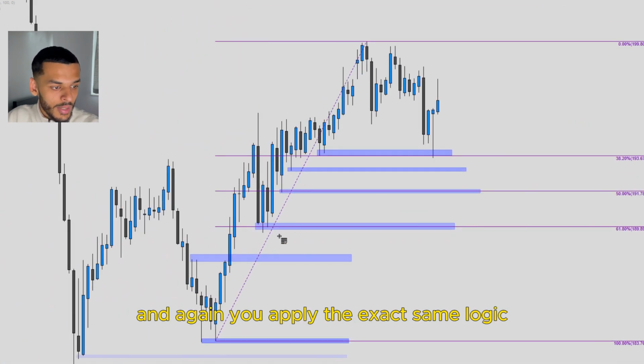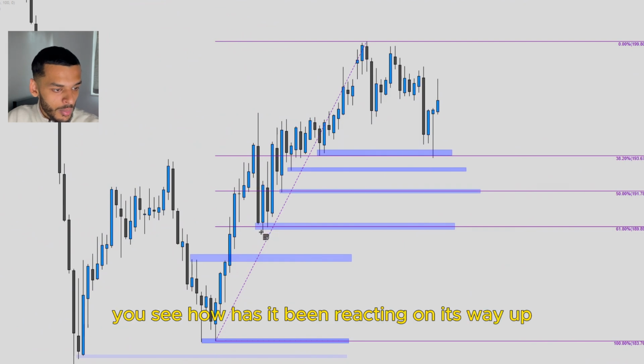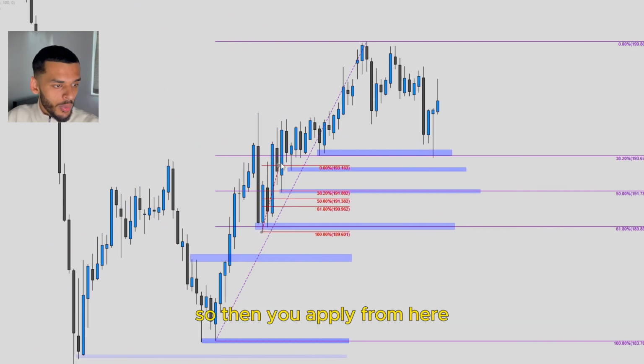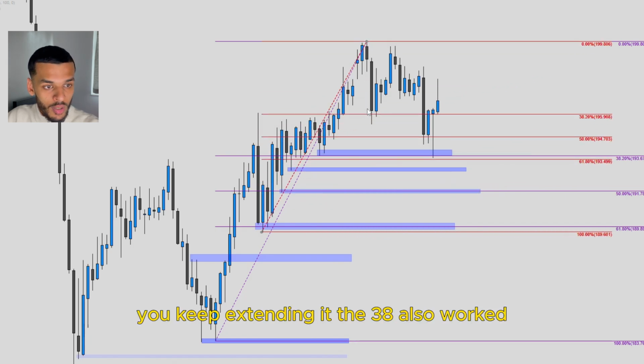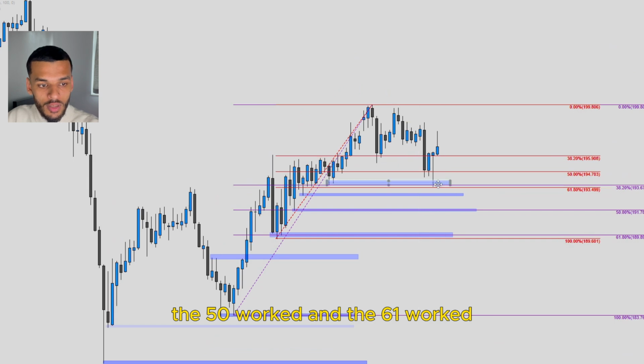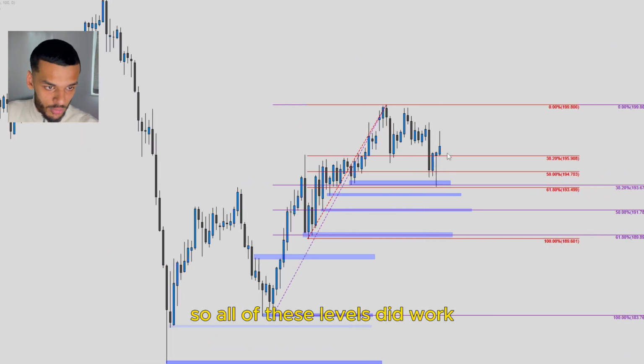And again, you apply the exact same logic. You see how it has been reacting on its way up. So then you plot it from here. As you can see, the 61 worked. You keep extending it. The 38 also worked. The 50 worked, and the 61 worked. So all of these levels did work.